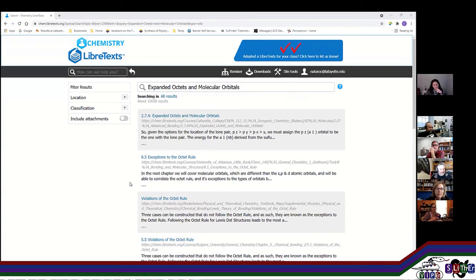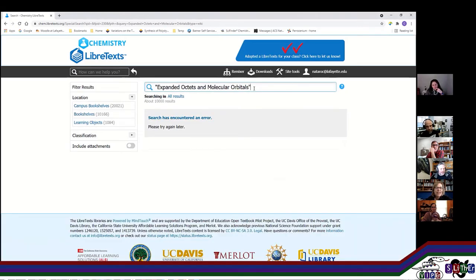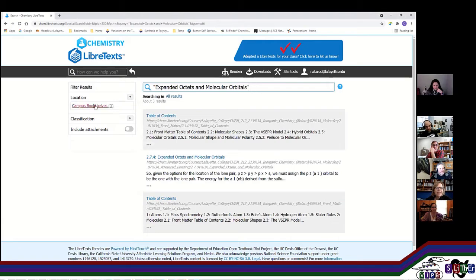Can I jump in here to help you out? Yeah, absolutely, please. Okay, so under filter results, you see the thing that says location. Oh wow, I've never seen that many numbers. Maybe there need to be quotes or something. So typically you have content in three different areas: the central bookshelves, which are just called bookshelves, the campus bookshelves, and the learning objects. Now it's a little too narrow. I'm not entirely sure why.